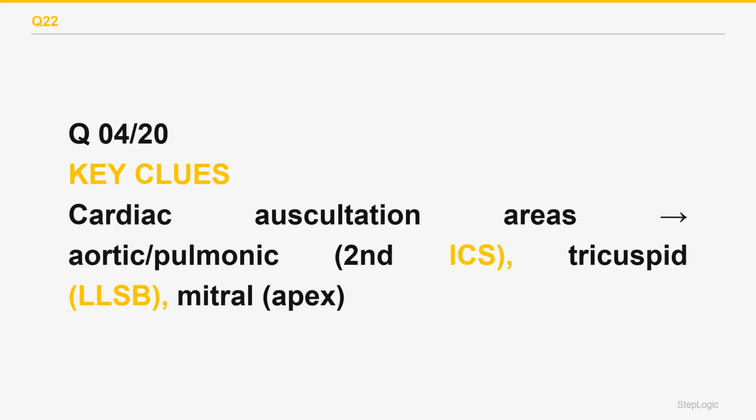The four valve auscultation areas are arranged on the chest wall, and the mnemonic is APTM: All Patients Take Meds, going from top right around to the apex. The aortic valve is heard best at the right second intercostal space, upper right sternal border. The pulmonic valve is at the left second intercostal space, upper left sternal border. The tricuspid valve is at the left lower sternal border. The mitral valve is at the apex, the fifth intercostal space, midclavicular line.